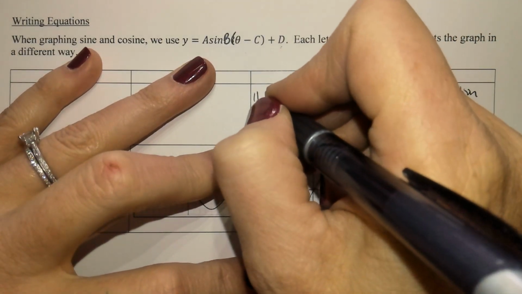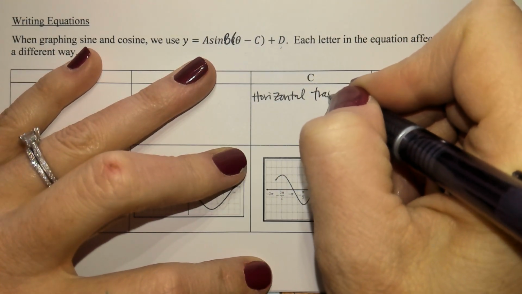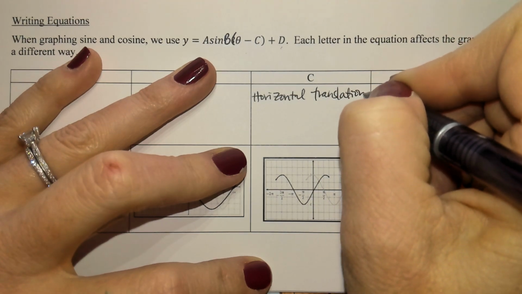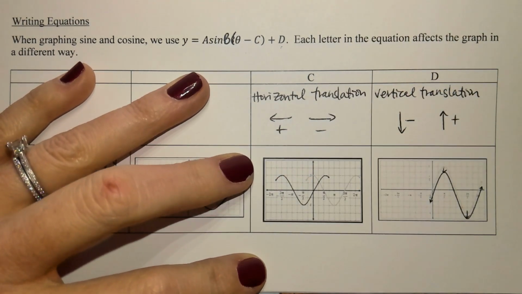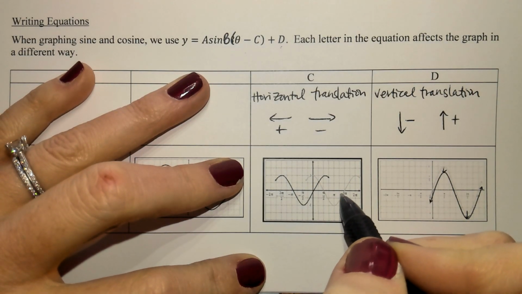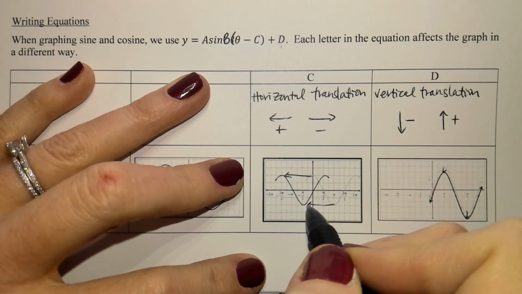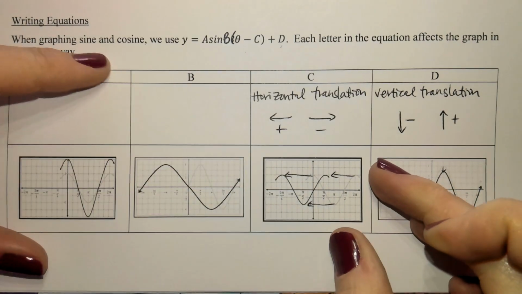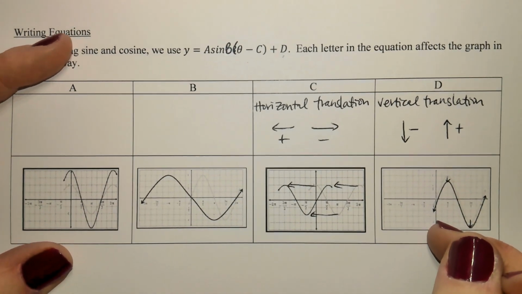C we know to be our horizontal translation. Even when we were doing parabolas, if we had a number inside with the x, that would move it left and right. And if you want to move left, you actually had to be positive. And if you want to move right, you had to be negative. So you're doing the opposite. So this would be a horizontal shift. Here's the original parent function. That's a cosine. And it looks like they were moved over that way. So the light gray graph shifted left for the black graph.